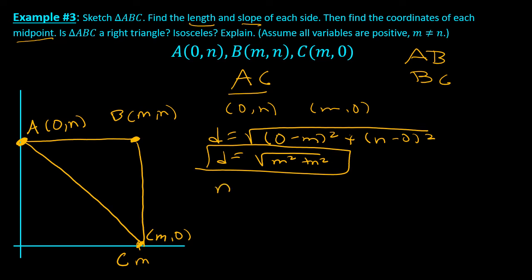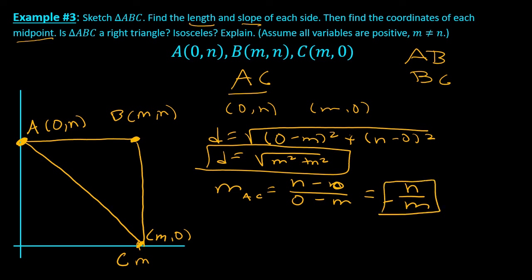If I want the slope of side AC, I'm going to take y minus y. So I'm going to take n minus 0 over x minus x, 0 minus m, which is going to give me n over negative m. And it should make sense that my slope is negative because my line goes down and to the right.